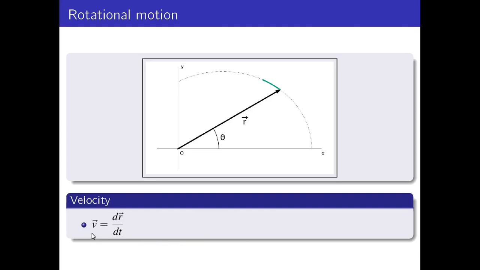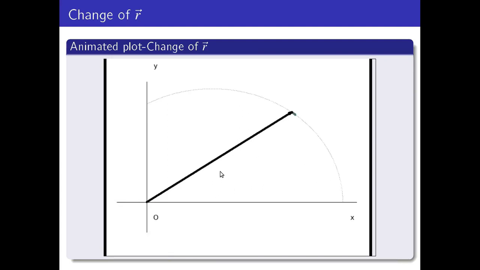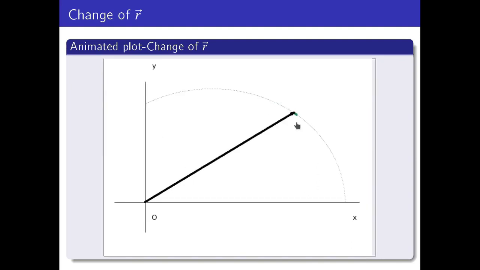Now we will consider the velocity vector, which is equal to dr over dt. Before calculating this derivative, let us consider the change of the r vector via this animated plot. This dotted line is a part of an ellipse, and this vector shows the position of an object following this elliptic orbit. As you can see, as time passes, theta changes and the direction of this r vector changes, and also its magnitude changes.